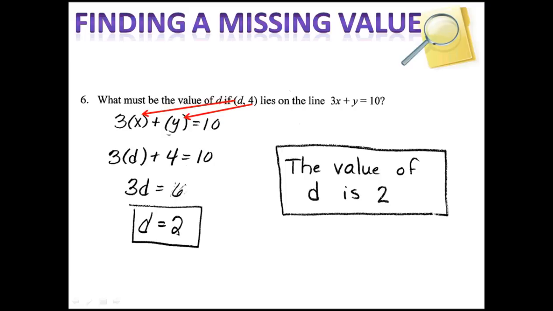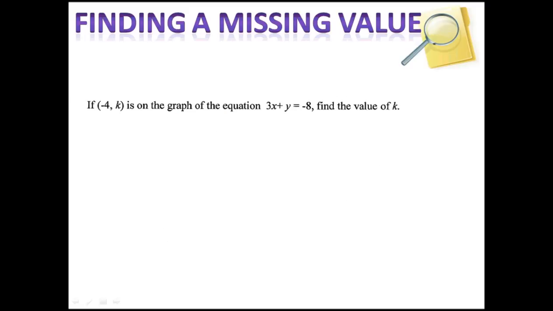Example 7 is the last example. We have a function, 3x plus y equals negative 8, and we drop a negative 4 into that machine, and we want to know what number is it going to spit out. This is just like the example we just did. I'm going to ask you to please pause the video here, then come back and let's see how you did.